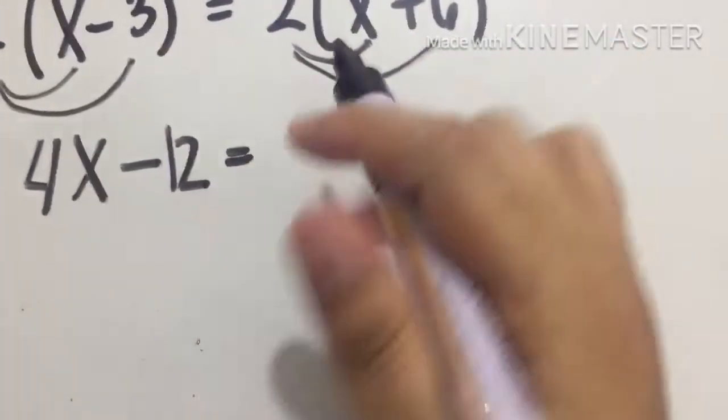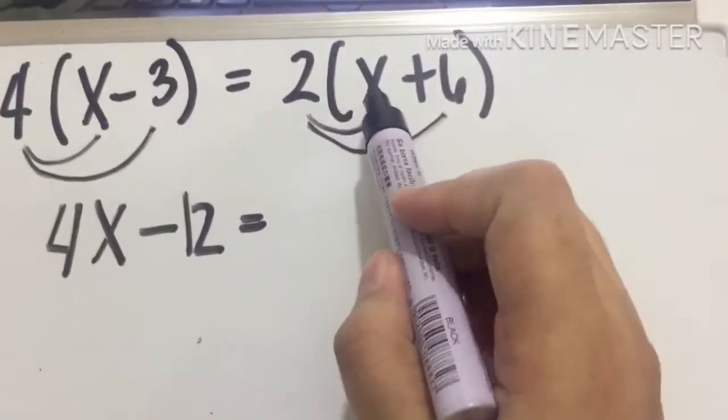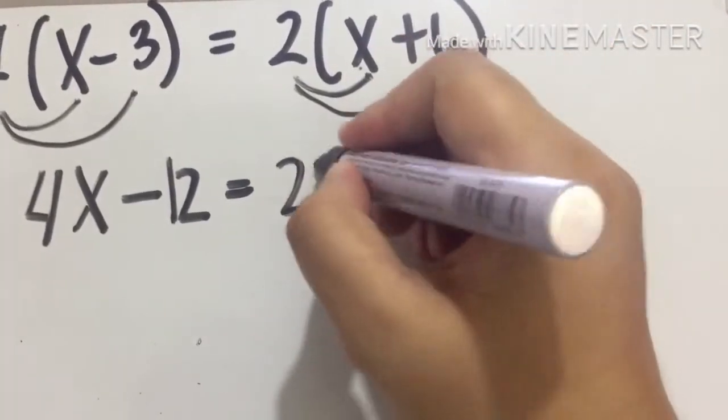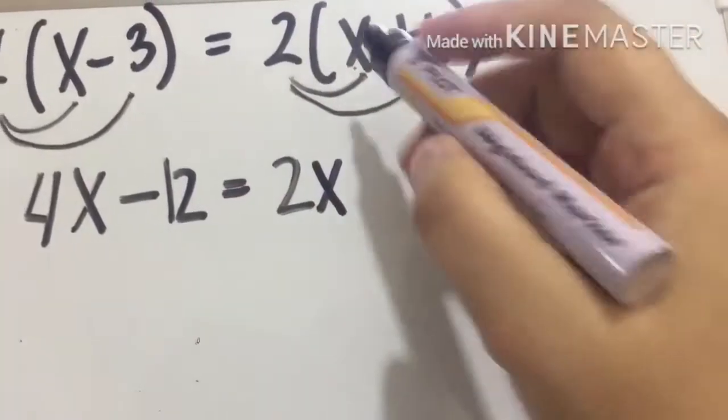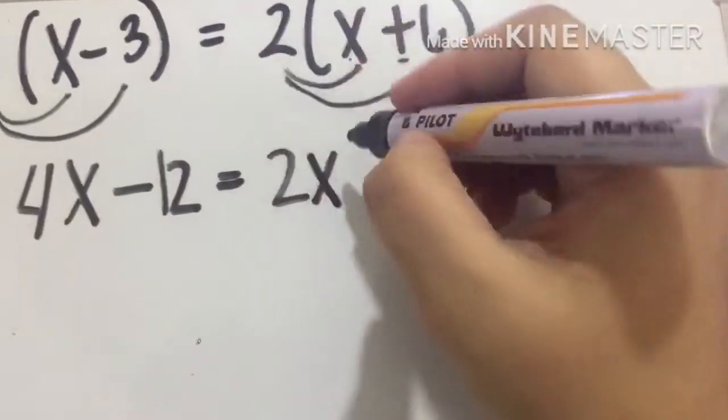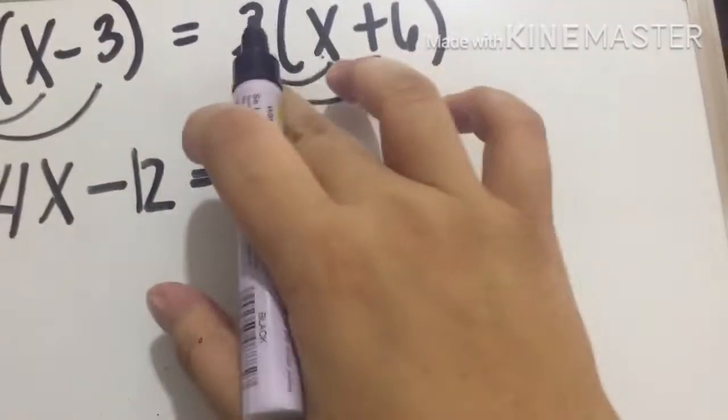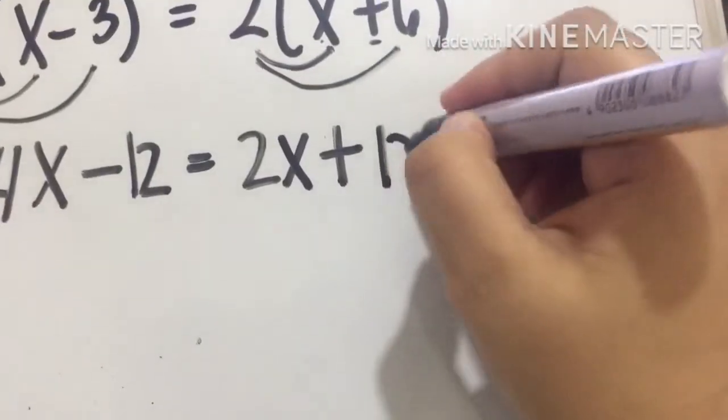You have the equal sign. And then you have 2 times x. You have 2x there. And then 2. So again, this one is positive. So we write here the positive sign. Then 2 times 6, you have there 12.